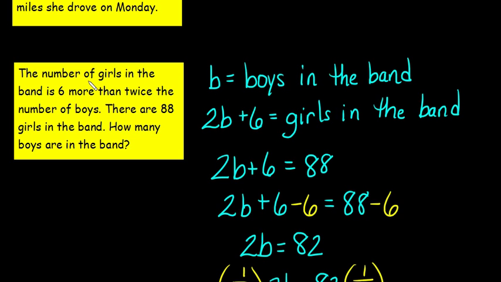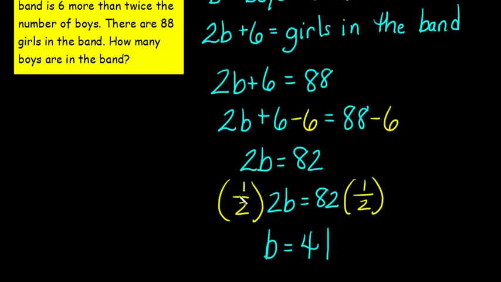I do know the girls, that there are 6 more girls, that means adding, than twice the number of boys. So if I multiply the boys by 2 and add 6 to it, that's going to be the girls in the band. And I know that there are 88 girls in the band. So this right here equals 88. So if I set this equal to 88, I should be able to figure out how many boys are in the band, because B is what boys stands for.